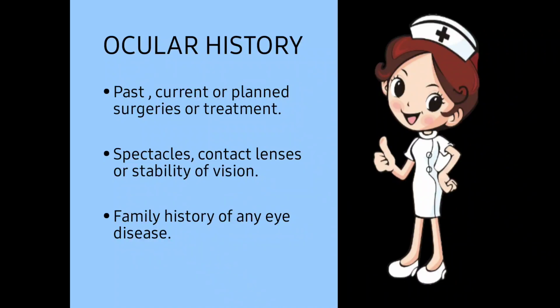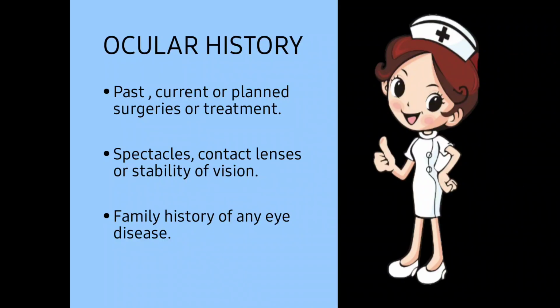We will ask whether the patient is using any kind of spectacles, how long the patient has been using them, and when he or she last changed the spectacles. Next, any history of contact lenses: if he or she is using them, then we have to ask when she last removed her contact lenses. And next one is the stability of vision. Is the vision stable? Was the spectacle number the same as last time or not? This is how stable the vision of a patient is.